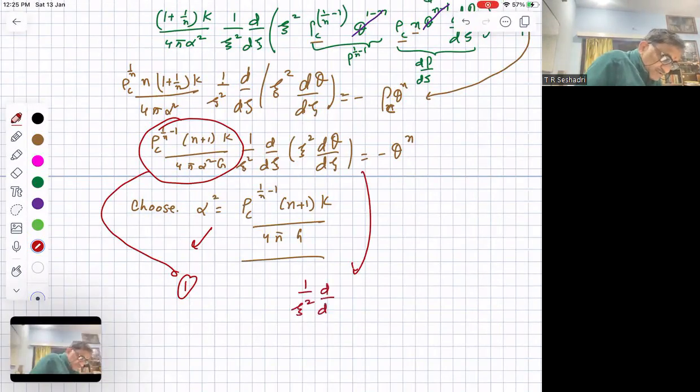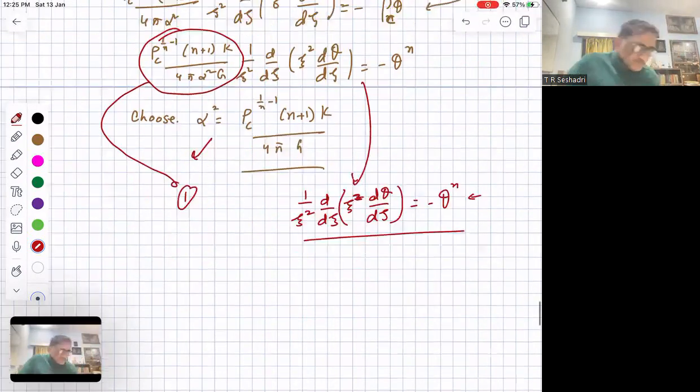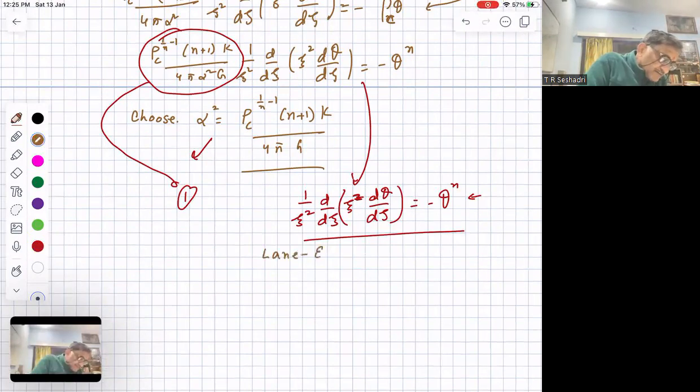And this equation will reduce to 1 by xi square d by d xi, xi square d theta by d xi equal to minus theta power n. So in other words, by scaling the distance and density accordingly, I have been able to reduce this equation to a simple dimensionless equation of this form. And this is the celebrated Lane-Emden equation.